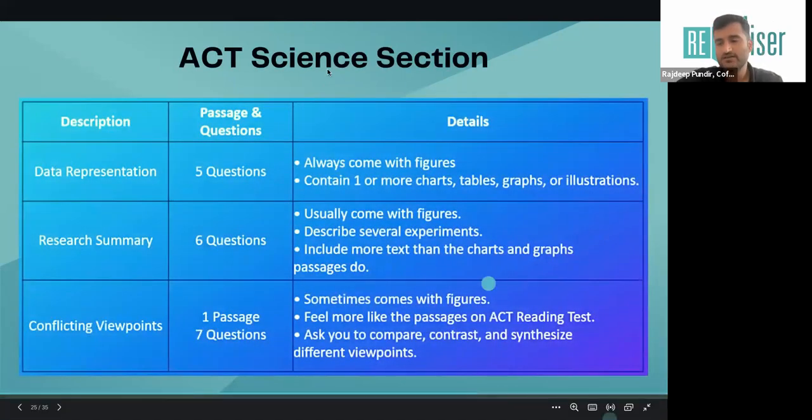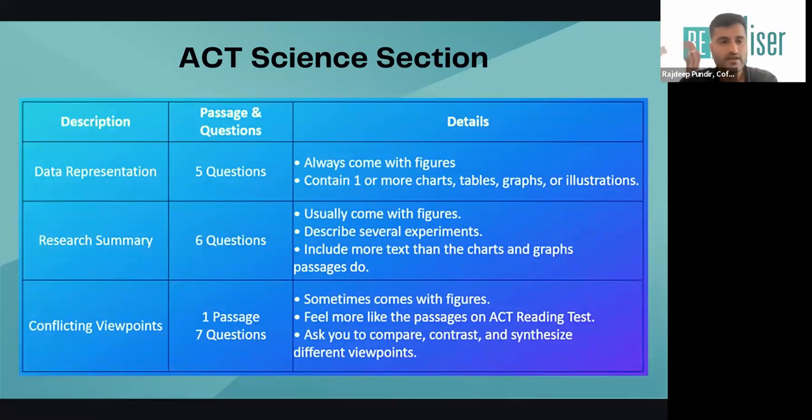There are three major parameters, or rather categories, in which you can divide the passages. First, data representation passages, which is largely just reading the tables, charts, graphs, and so on, and then presenting them for you to understand and analyze the data. The second kind are research summary passages, where, let's say, an individual has done research, and they will present their research findings, their experimental results plus their findings. That is research summary passages.